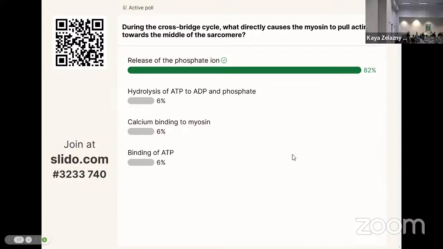So that's the real point of the cross-bridge cycle, and that's really all it is. So you want to learn the steps, you want to know what happens and why, but that's all we're doing.